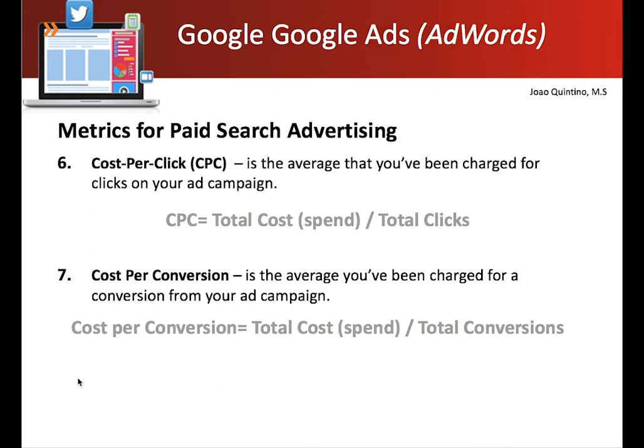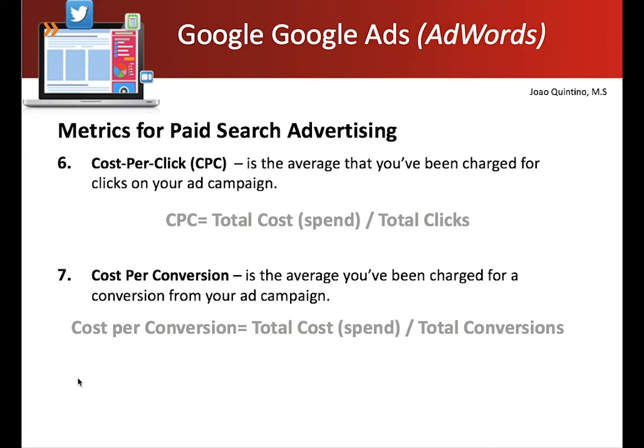Another important metric is cost per click. This is the average that you're going to be charged per click. The way you calculate this is you take the total cost of your campaign and divide by the total number of clicks. And cost per conversion is also a very important metric and is the average you've been charged for a conversion from your campaign.